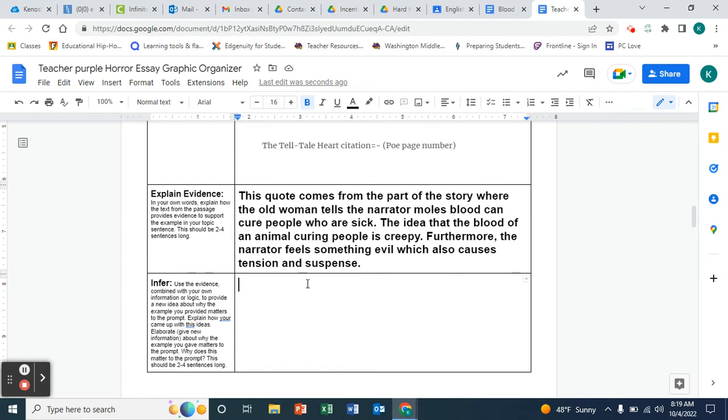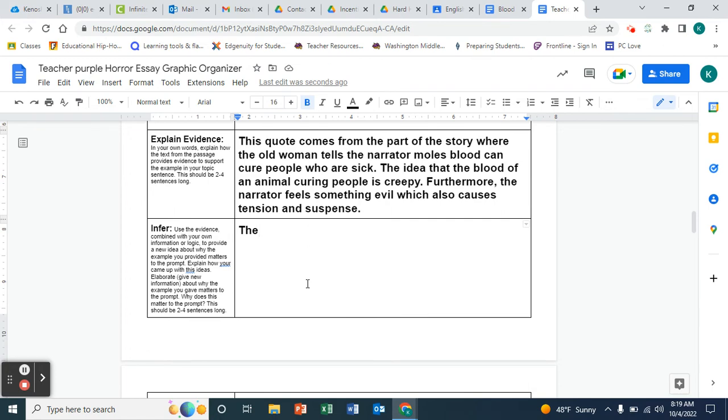So then the next part is infer. Use the evidence combined with your own information or logic to provide a new idea about why the example you provided matters to the prompt. Okay, so this is important.